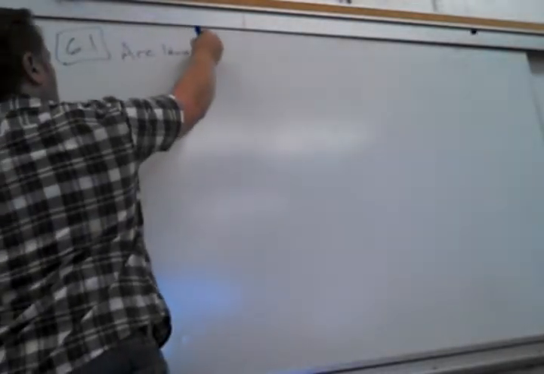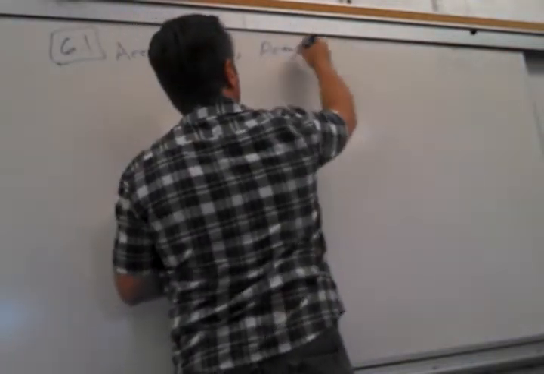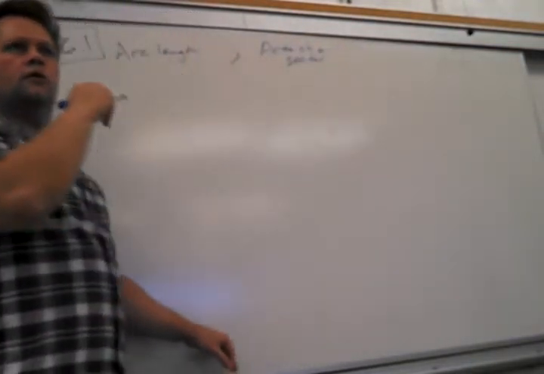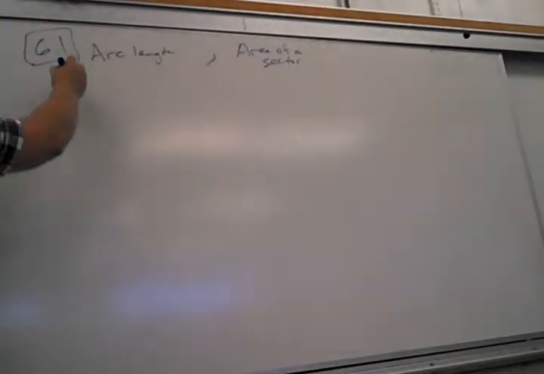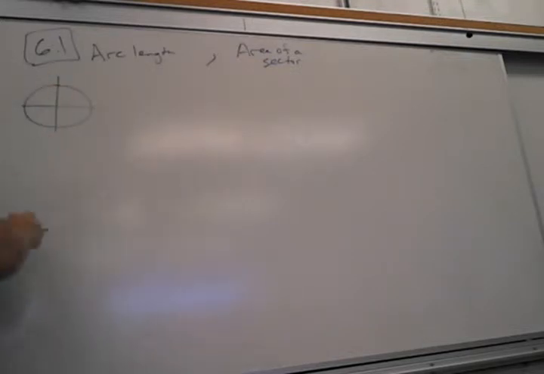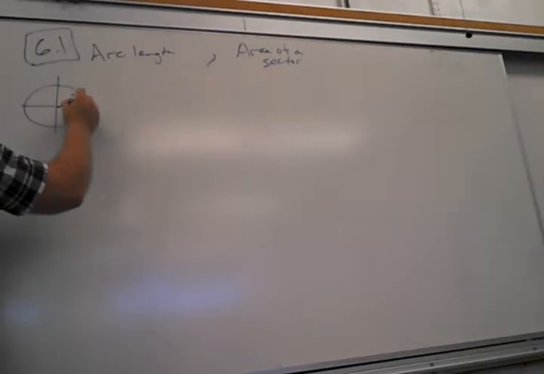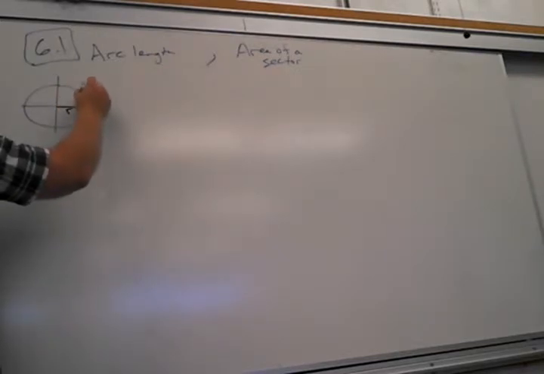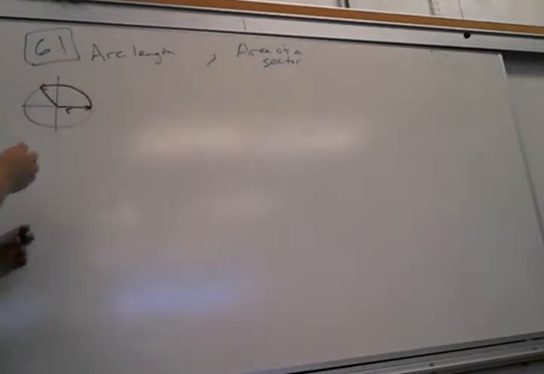Two other little tiny things. This is in section 6.1, if you're curious. 6.1 talks about arc length, and it talks about area of a sector. So arc length would be, if I have a circle of radius r, and I go through this much, let's say this much. Why not? I want to know how long is that, right?